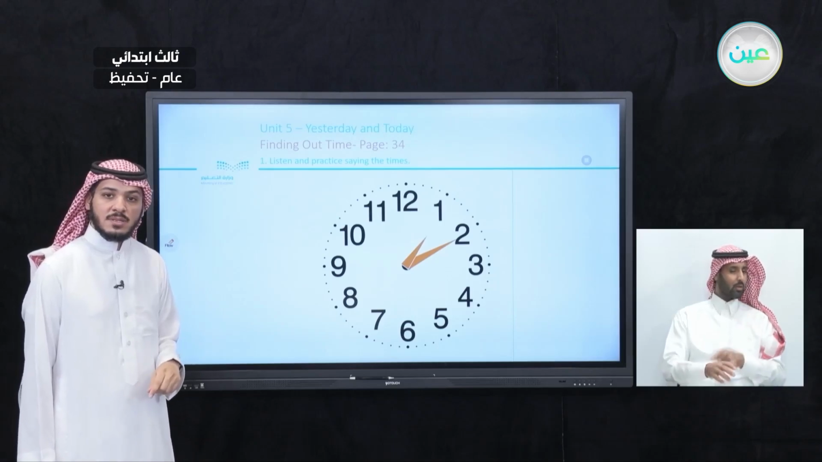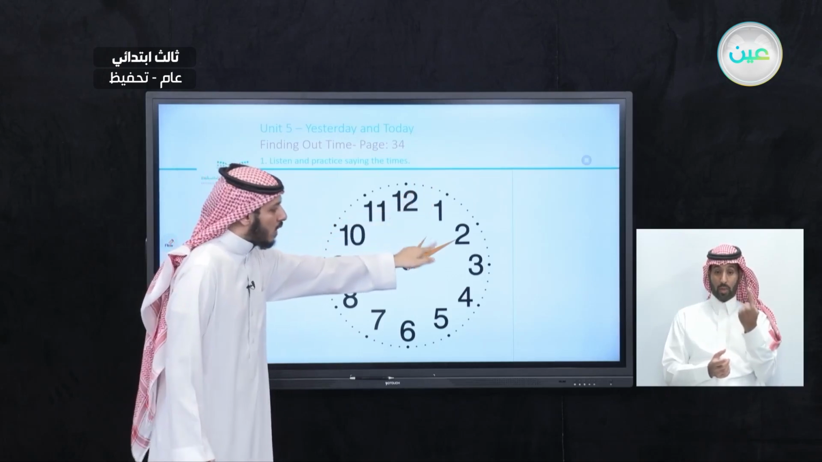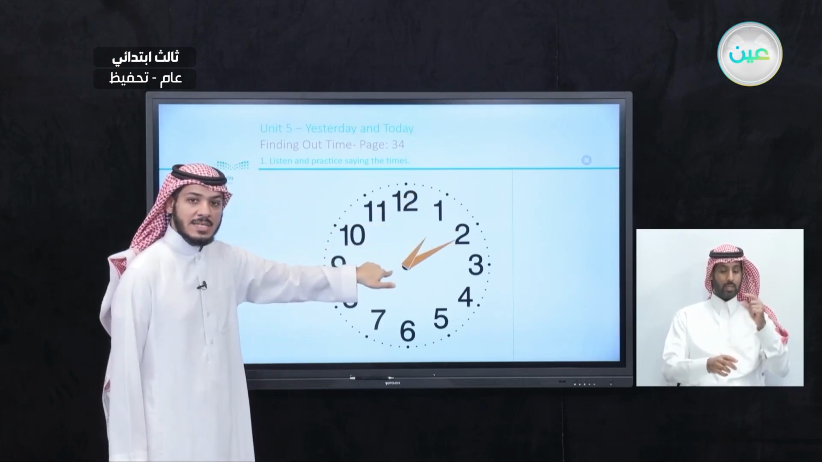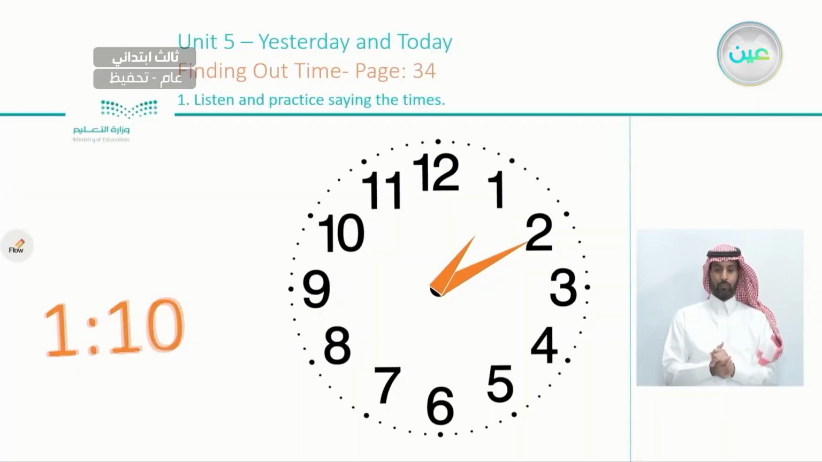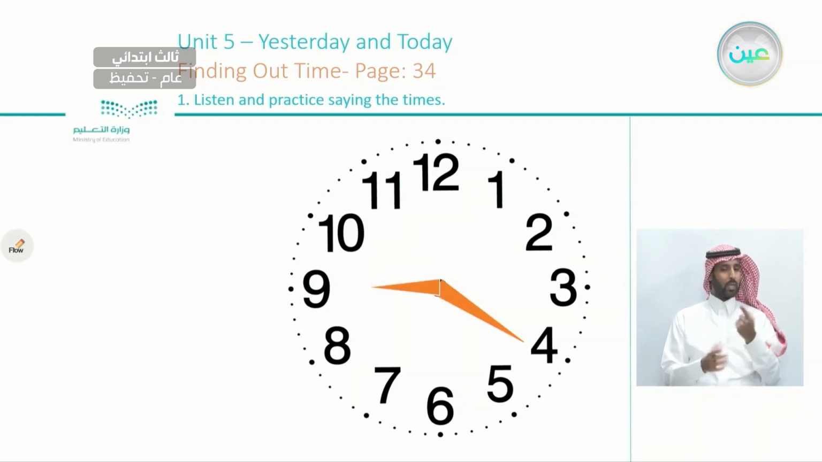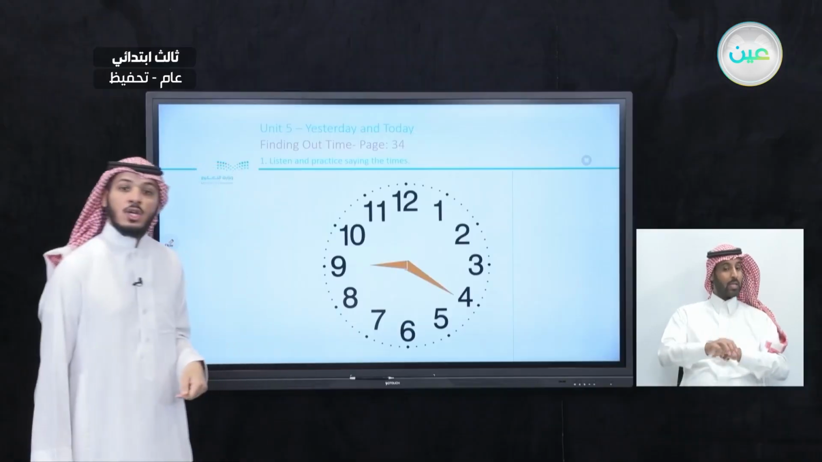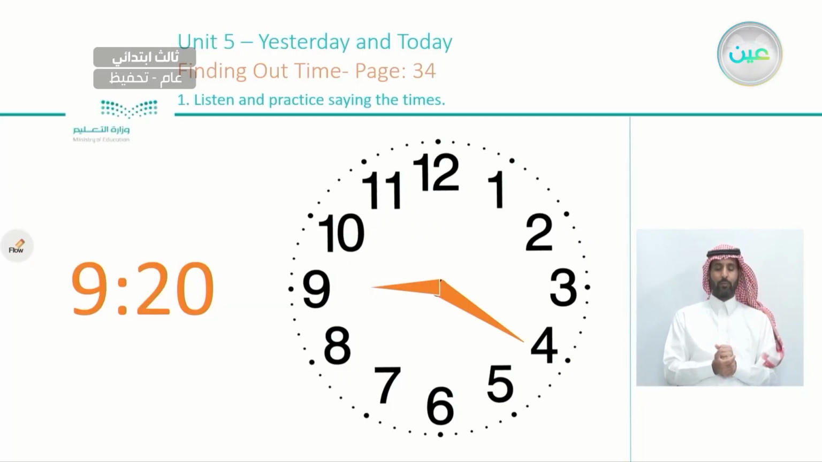Now, what about this? What time is it? It's 1. What about the minutes? 10. So we have 1, 2, 3, up to 10. Excellent. So it's 1:10. Now, what about this? What time is it? This is the short, 9. What about the minutes? 20. Excellent. So we have 9:20.